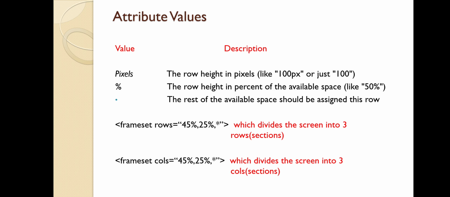This is an example for the frameset tag. Frameset rows equal to three values. So the web page is divided into three rows. Similarly, if we use the columns attribute, the web page is divided column wise into three regions. In this way, the web page can be divided.